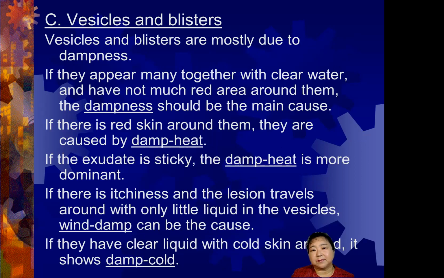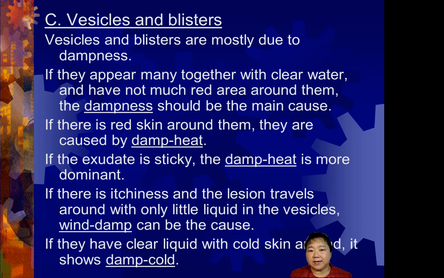Number 3, vesicles and blisters. Vesicles and blisters are normally due to dampness. If they appear many together with clear water and not much red area around them, dampness should be the main cause. If there's red skin around them, they are caused by damp heat. If the exudate is sticky, the damp heat is more dominant. If there is itchiness and the lesion travels around with only a little liquid in the vesicles, it is due to wind damp.